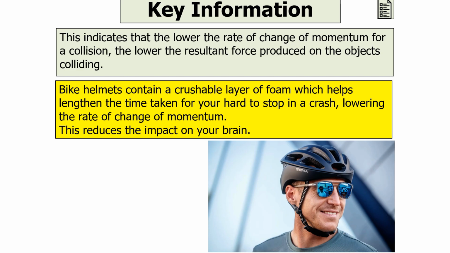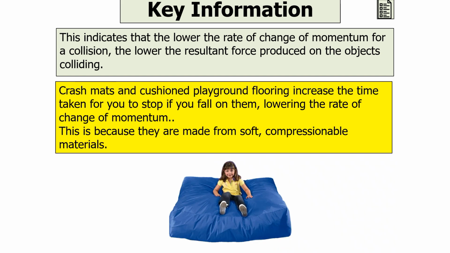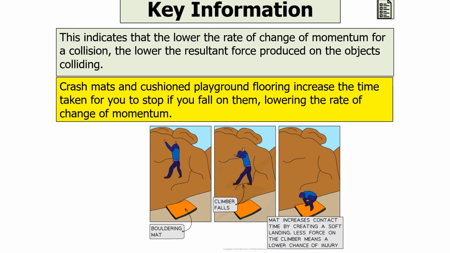Bike helmets contain a crushable layer of foam which helps lengthen the time taken for you to stop in a crash, lowering the rate of change of momentum. This reduces the impact on your brain. Now, crash mats and cushioned playground flooring increase the time taken for you to stop if you fall on them, lowering the rate of change of momentum because they're made from soft compressible materials.